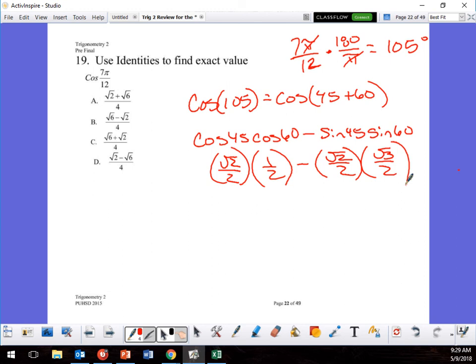All right, go ahead, multiply it out. Rad 2 over 4 minus... there we go. So combined common denominator, rad 2 minus rad 6 all over 4. My answer here is D.